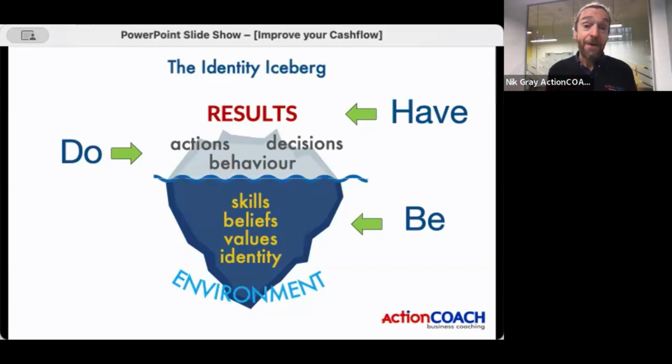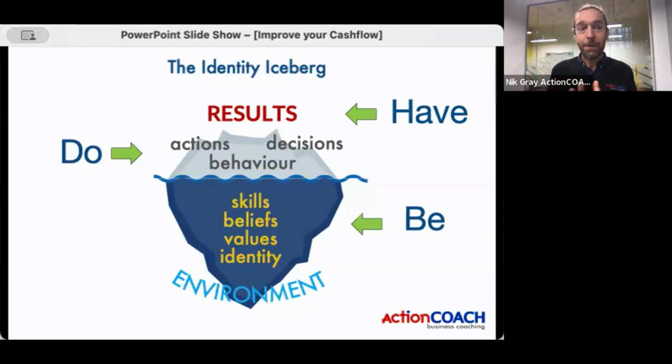Another way of looking at this is that values can impact the results you get. Let's say the result you want is more cash flow, but one of your values is to be liked by everybody and to make sure that nobody gets upset. So what happens when somebody consistently doesn't pay you on time? Maybe you're worried about picking up the phone to talk to them, because that will go against your value of upsetting somebody.